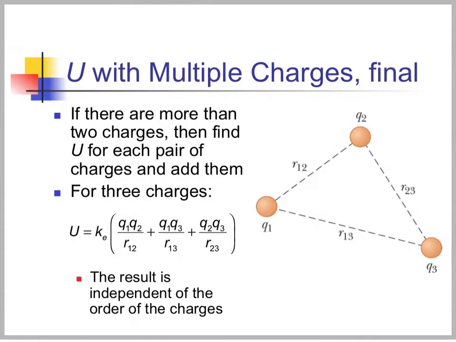If there are more than two charges, then we find U for each pair of charges and add them. So for 3 charges, the potential energy is K times Q1, Q2 over the distance between them, plus Q1, Q3 over the distance between those, plus Q2, Q3 over the distance between 2 and 3. The result is independent of the order that you add these charges up.